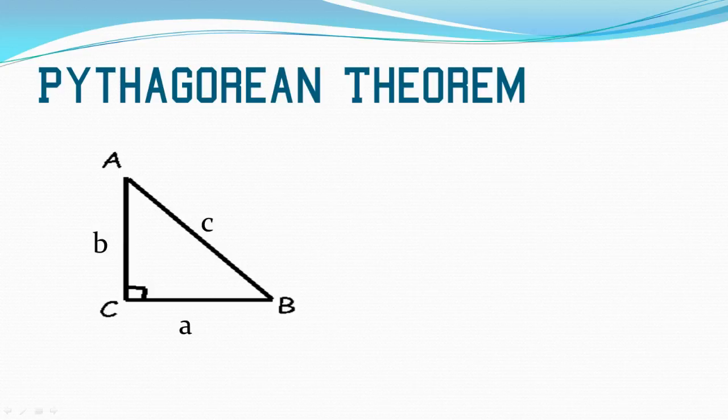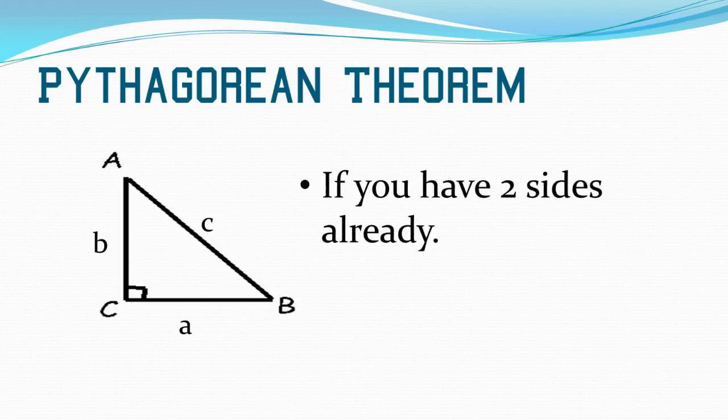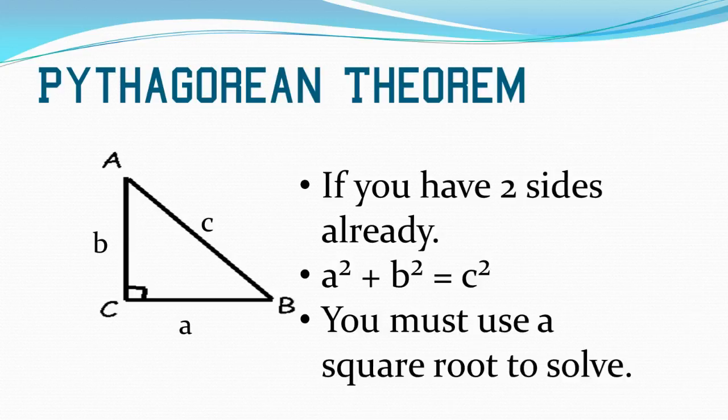One simple and common relationship between the sides of a right triangle is called the Pythagorean Theorem. If we have two of the sides, we can always find the third side, using the formula a squared plus b squared equals c squared. It's a matter of knowing what those two sides, the two base sides, a and b, or the legs as they're sometimes called, and the hypotenuse, c. You must use square root to solve.